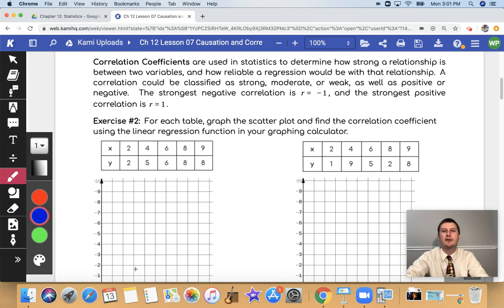We are going to continue on our lesson where we deal with causation versus correlation. This video specifically is going to talk about correlation coefficients, what they are, what they measure, and why they're useful.